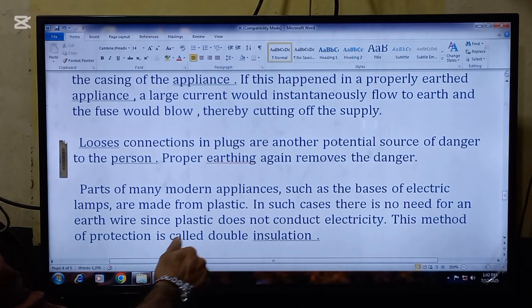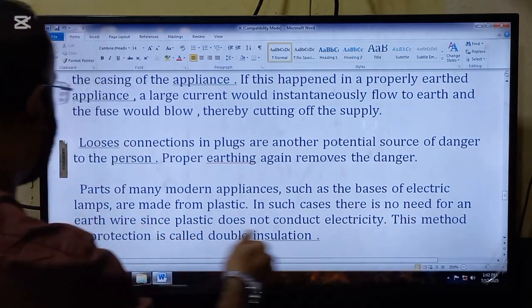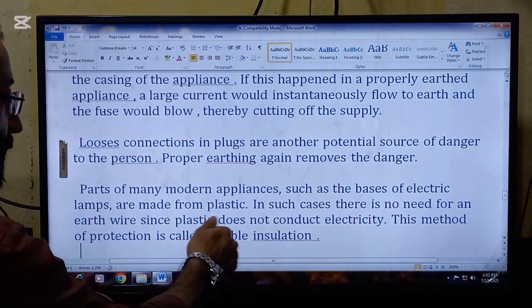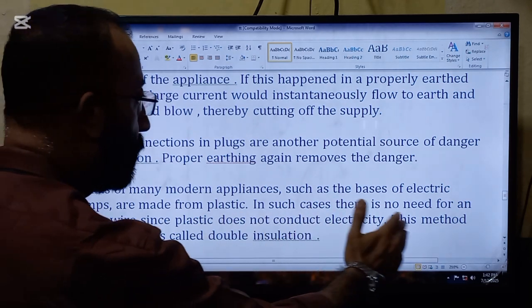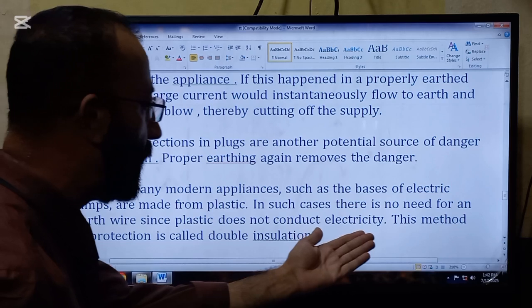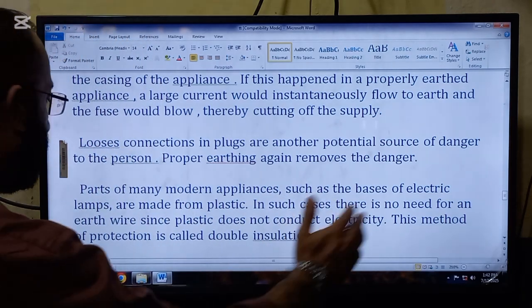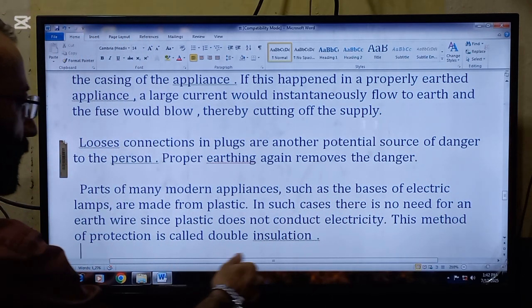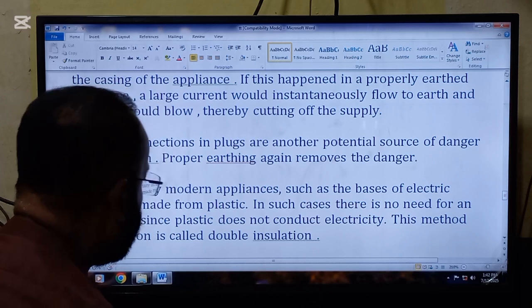Parts of many modern appliances, such as the bases of electric lamps, are made from plastics now. In such cases, there is no need for an earth wire since plastic does not conduct electricity. This method of protection is called double insulation.